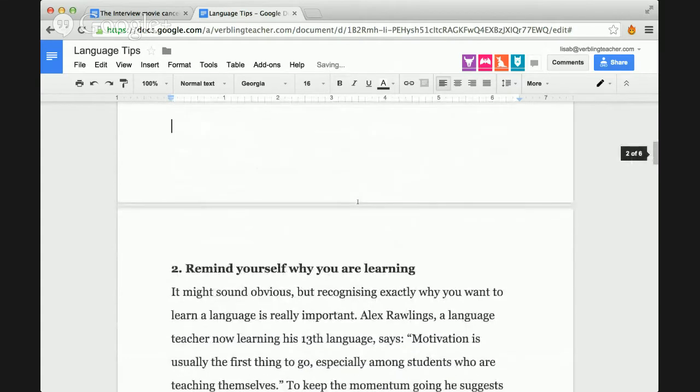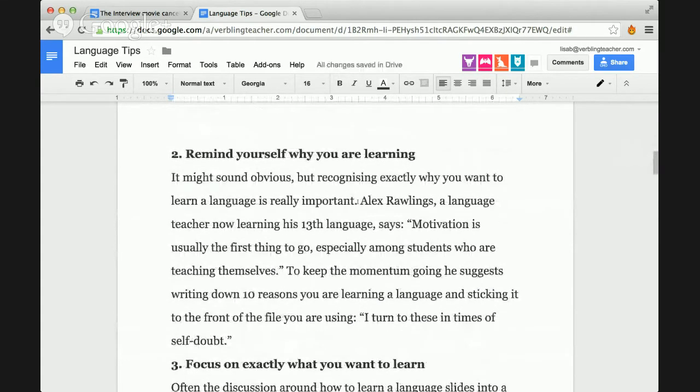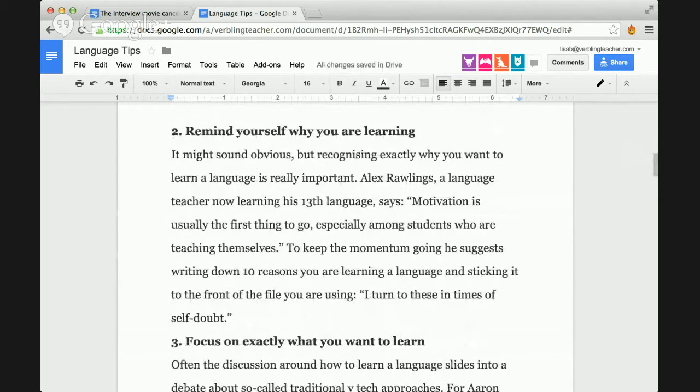That's a goal. Okay, remind yourself why you are learning. It might sound obvious, but recognizing exactly why you want to learn a language is really important. Alex Rawlings, a language teacher now learning his 13th language, says motivation is usually the first thing to go, especially among students who are teaching themselves. To keep the momentum going, he suggests writing down 10 reasons you are learning a language and sticking it to the front of the file you are using. I turn to these in times of self-doubt.